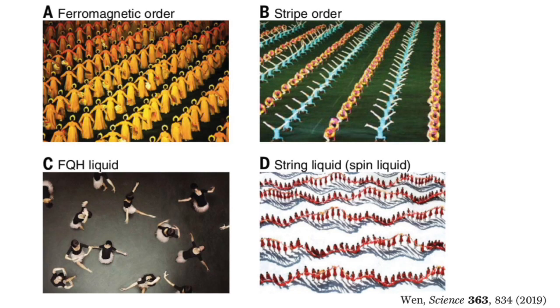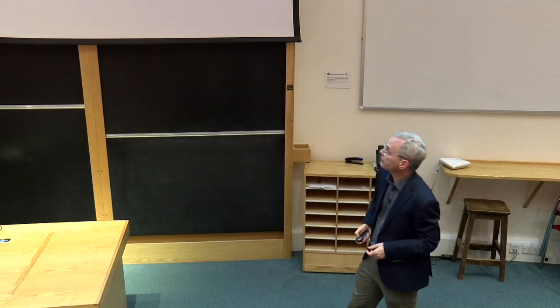So if you think of this analogy of dancers, the dancers could all be in formation. This is what we call ferromagnetic order, where the magnetic moments are all aligned. We can also have stripe order. This is the fractional quantum Hall liquid. And here we have a so-called spin liquid or a string liquid. So you can see this is a rather recent article trying to find the right analogies to describe these rather complicated ways in which electrons do a rather subtle dance.